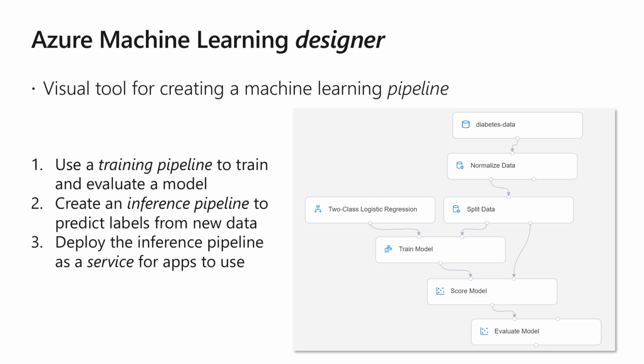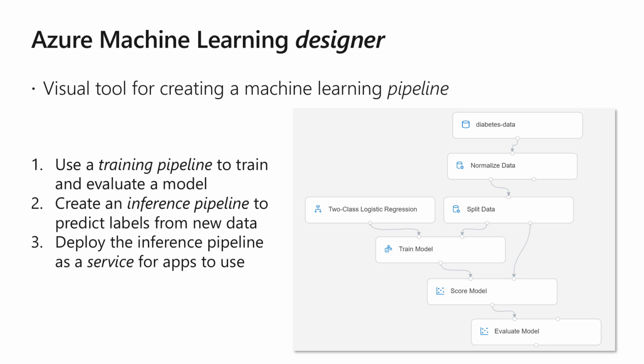Then we split the data. So we have a split data module that will randomly split that data set into training and validation subsets. That's a very common step when we have a supervised machine learning model. And we connect the training subset to a train model module. That's where we actually do the training.